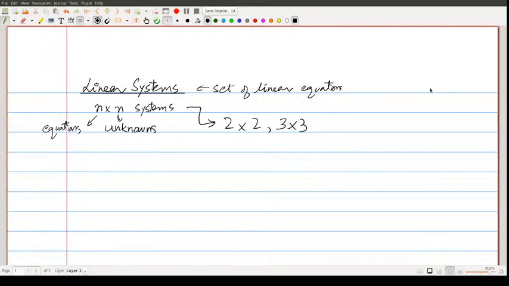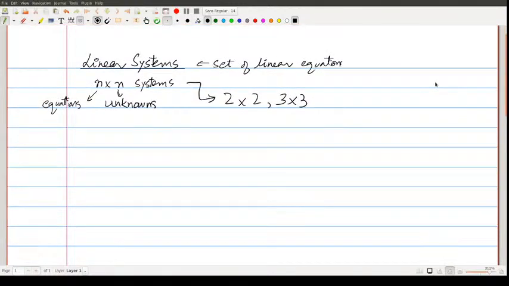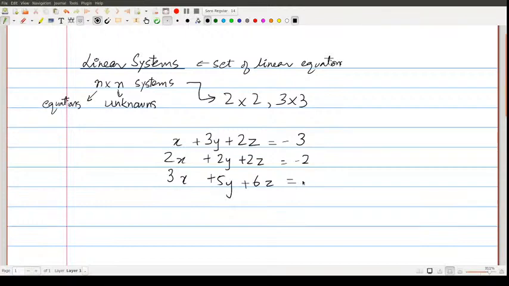So let's just start off by first looking at a system. Here's a system of equations. The system is, let's say, x plus 3y plus 2z equals minus 3, 2x plus 2y plus 2z equals minus 2, and 3x plus 5y plus 6z equals minus 5. Right? These are the set of equations that I have.